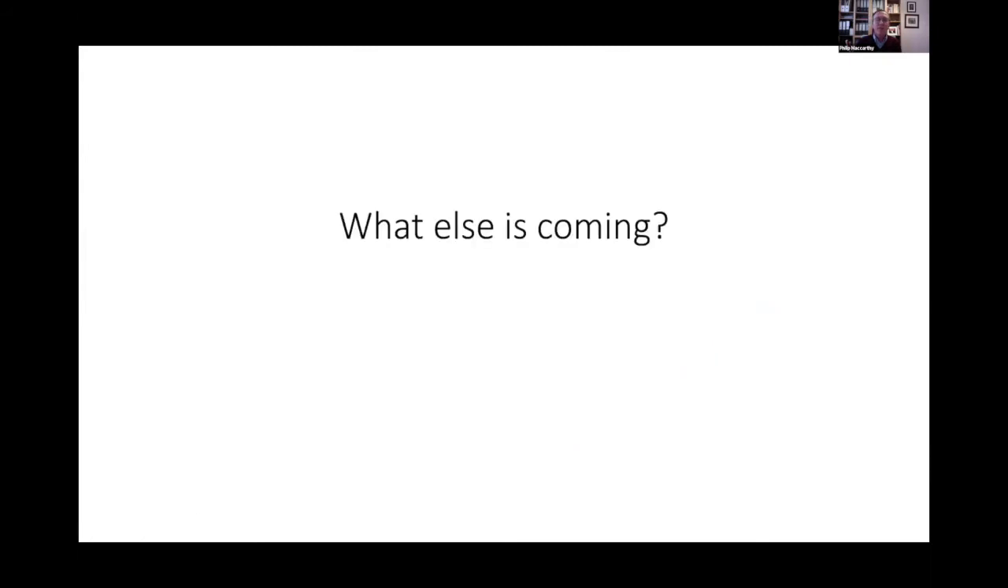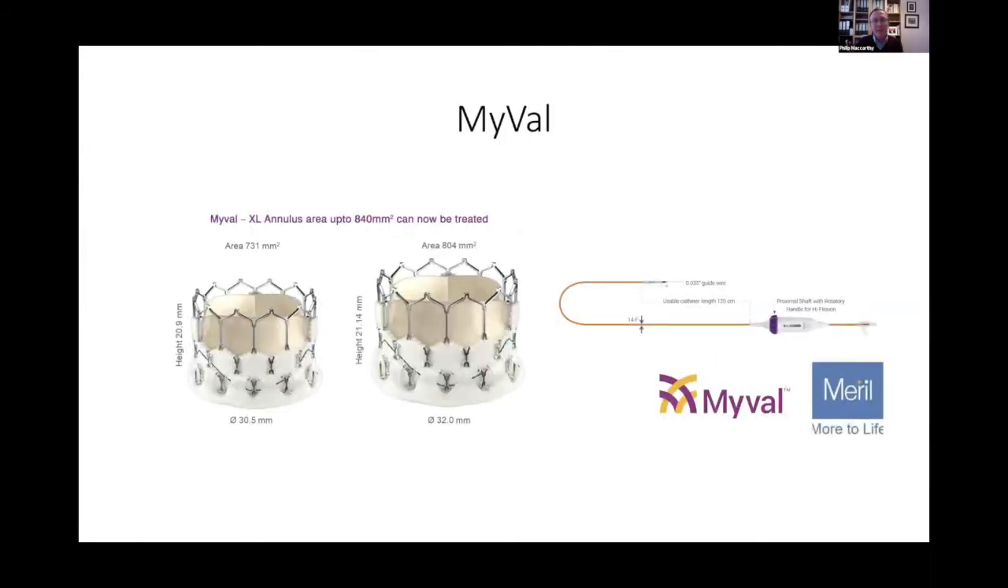What's on the horizon? Well, MyVal, you might recognize it, looks a bit like the Sapien 3, and the courts are dealing with that at the moment. But this is a valve which is made by Meril in India. It's got a larger range of sizes, going up every 1.5 millimeter annular size, and it's also got a large size, 32. And the other advantage which is proposed is that you can remove it back into the sheath, the Python sheath, when you can't deploy it.